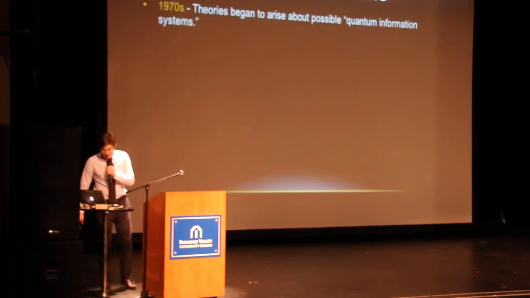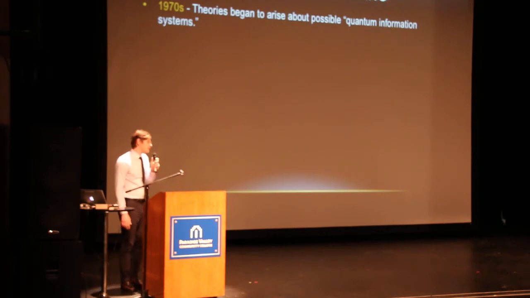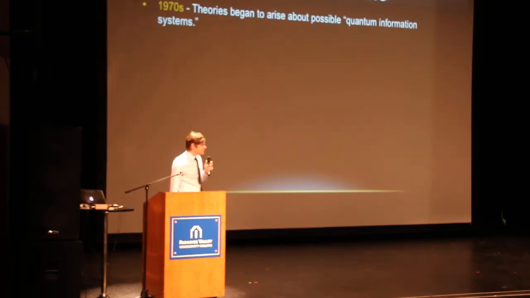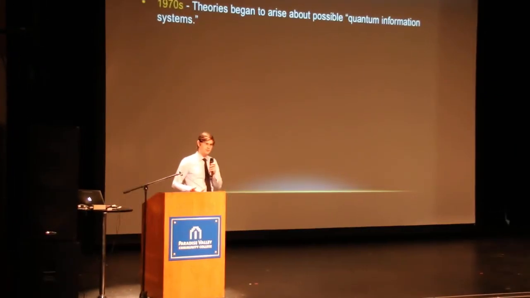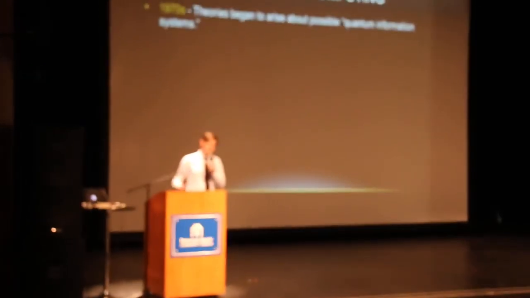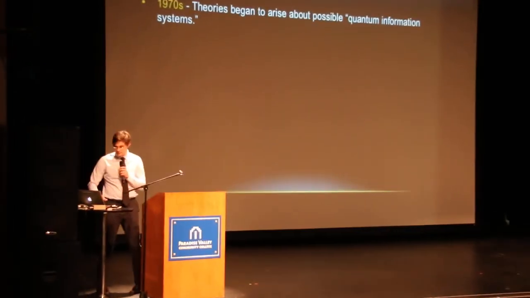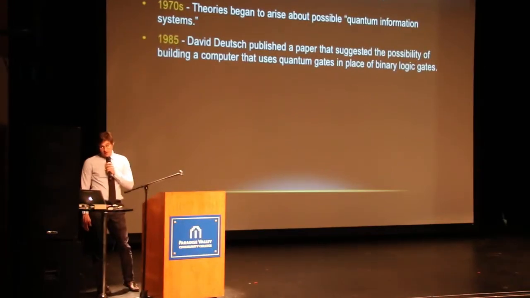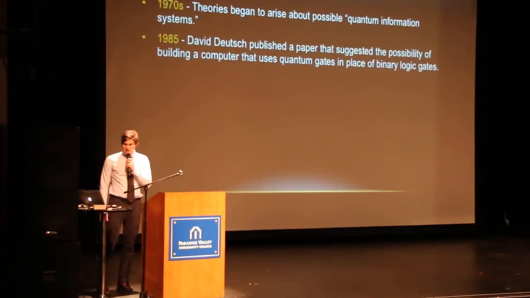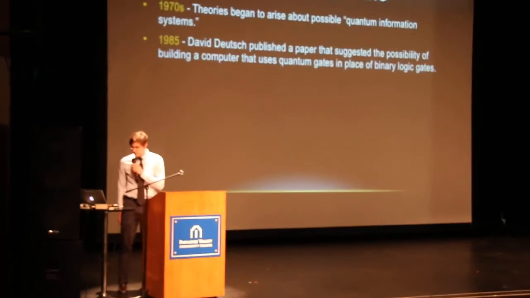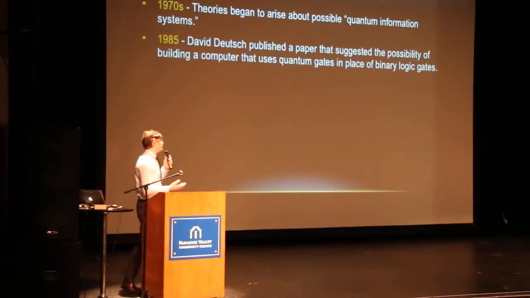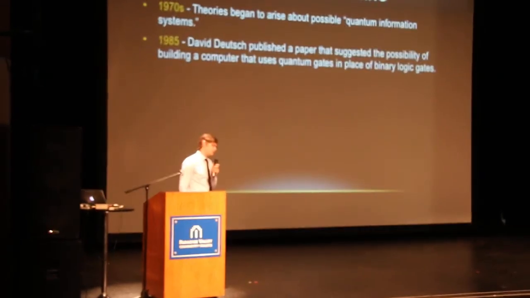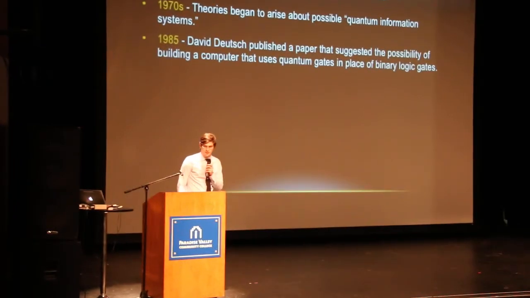So here's a brief history of quantum computing. Back in the 70s, theories began to arise. They were extremely abstract. It was more of just scientists discovering new things about quantum physics and wondering if they could create quantum information systems or ways to store information on quantum particles. In 1985, David Duchesne, that's probably not right, published a paper that suggested the possibility of building a computer that uses quantum gates in place of the regular logic gates that they were using in processors.